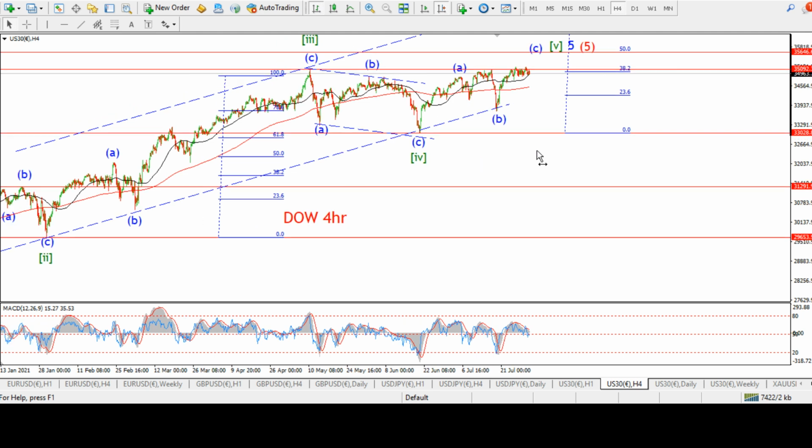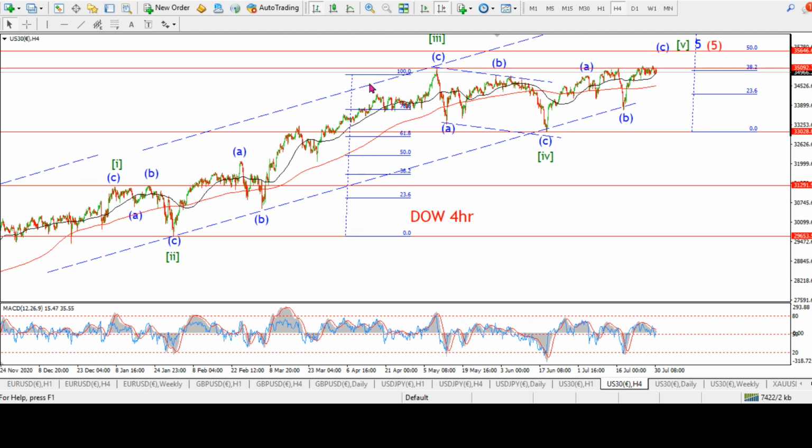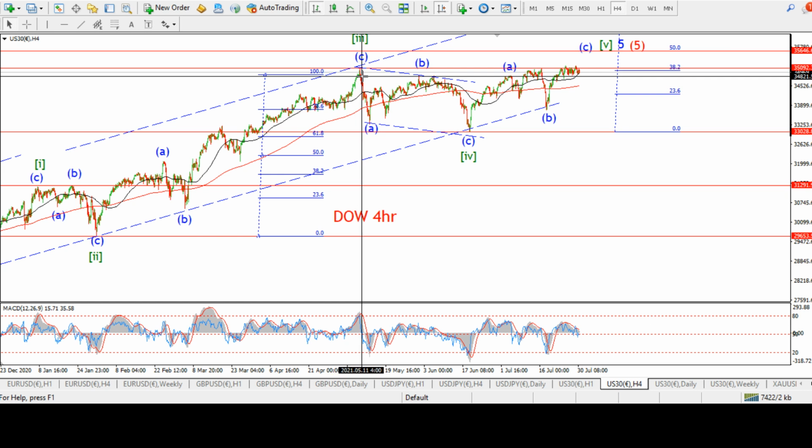Okay, so if we take the length of wave 1, which is denoted by this Fibonacci grid here, so I take the length of wave 1, we're projected from the wave 2 low. That gives us a target area of 34,870, let's say. We broke above that for the wave 3 high.